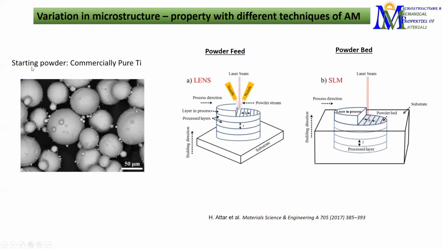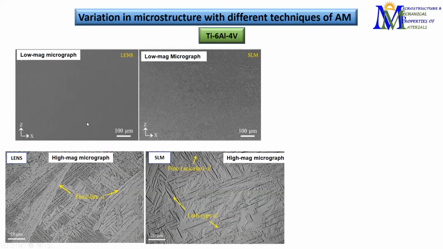Now, this is a separate study on this Ti64 itself, and what they studied is that if we are varying the process, one prepared by LENS, which is a powder feed process, and another one prepared by SLM, selective laser melting, which is a powder bed process. Okay, so if we vary the process starting with the same powder, then also we end up having variation in the properties. So this is for the same magnification.